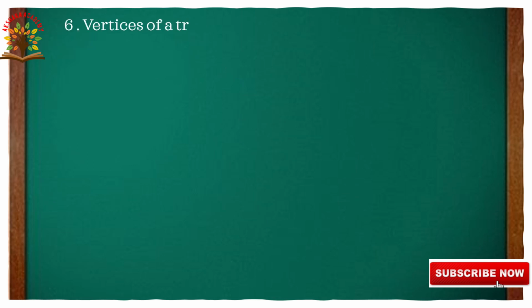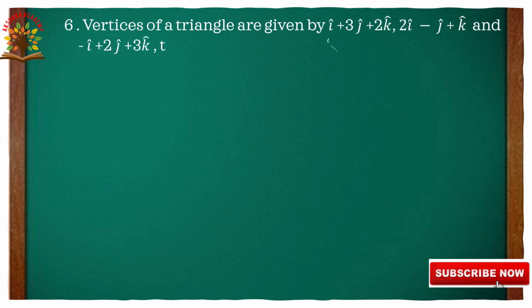Sixth one. The vertices of a triangle are given by i cap plus 3j cap plus 2k cap, 2i cap minus j cap plus k cap, and minus i cap plus 2j cap plus 3k cap. Then the area of the triangle is... here they give three vertices of a triangle.